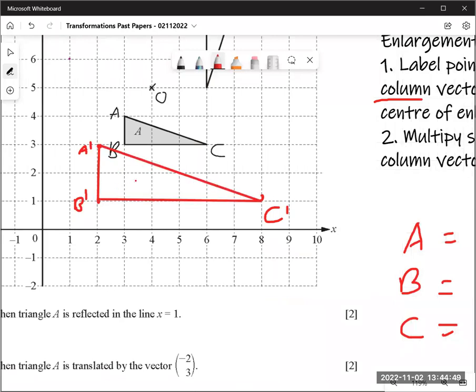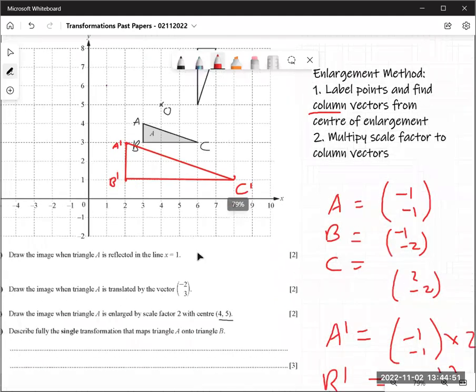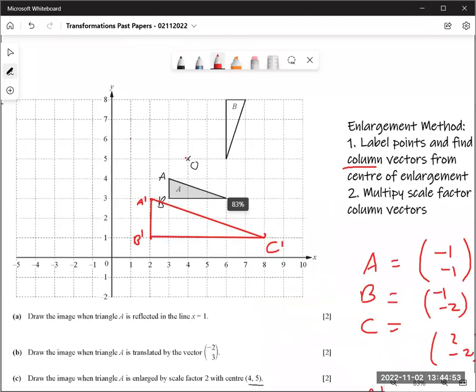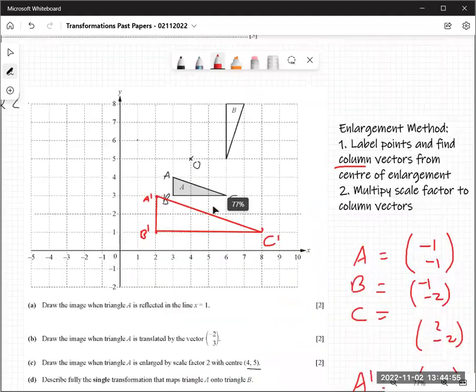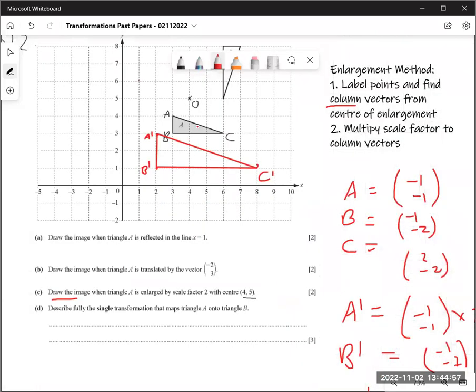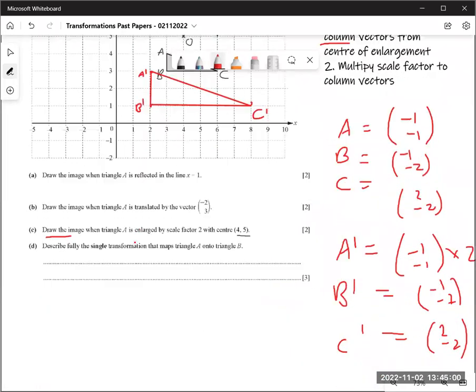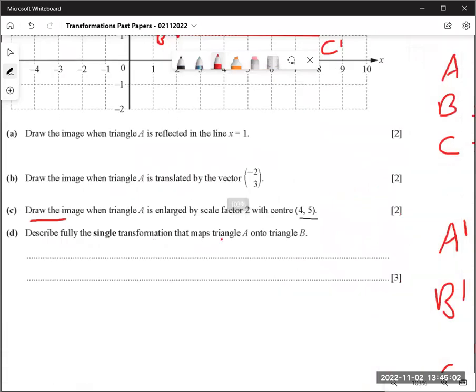Any questions? Center, right? Well, I know the center, it's there. O is the center. They wanted us to draw it, Anna. So we draw it. We drew it. It's correct. Now describe fully the single transformation that maps triangle A onto triangle B.